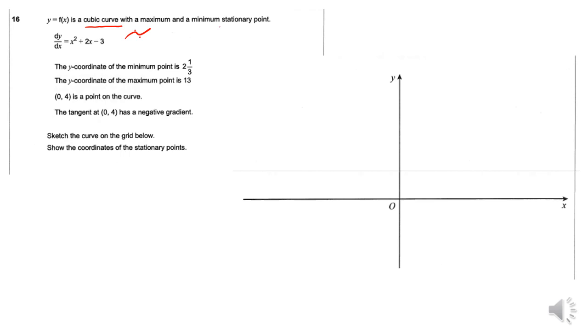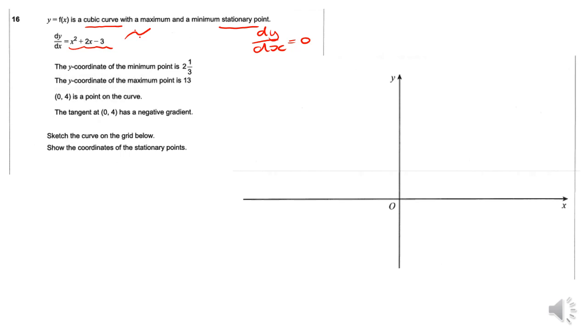The fact that they're stationary points means that the gradient, or dy by dx, would be equal to 0 at those stationary points. And then it gives me an expression for dy by dx, which I'm going to use in a second as well. The y-coordinate of the minimum point is 2 1/3. The y-coordinate of the maximum point is 13. 0, 4 is a point on the curve, and the tangent at 0, 4 has a negative gradient.